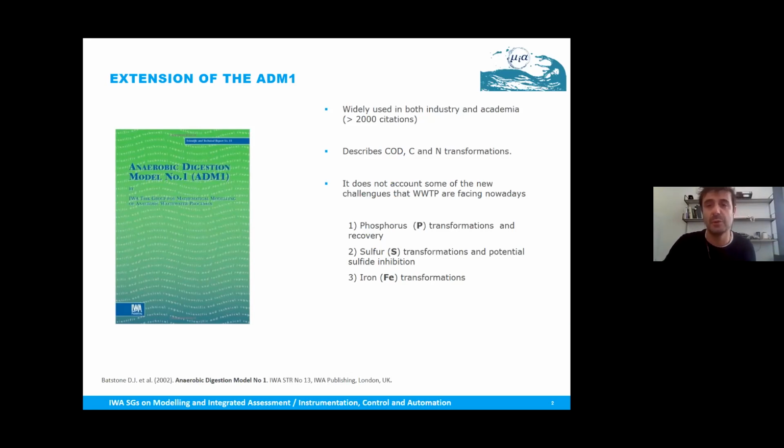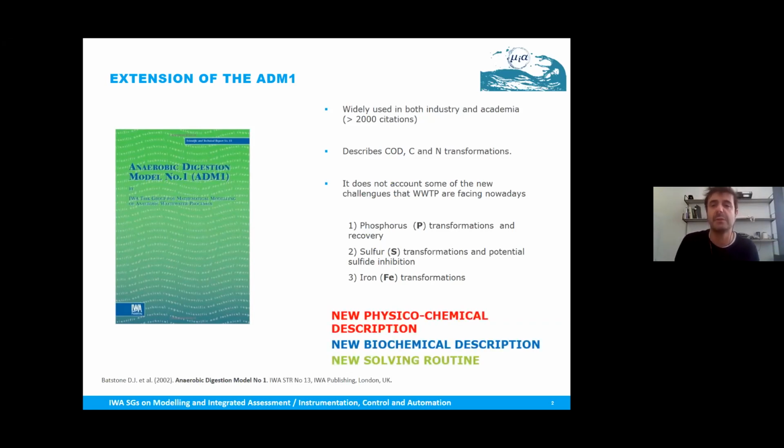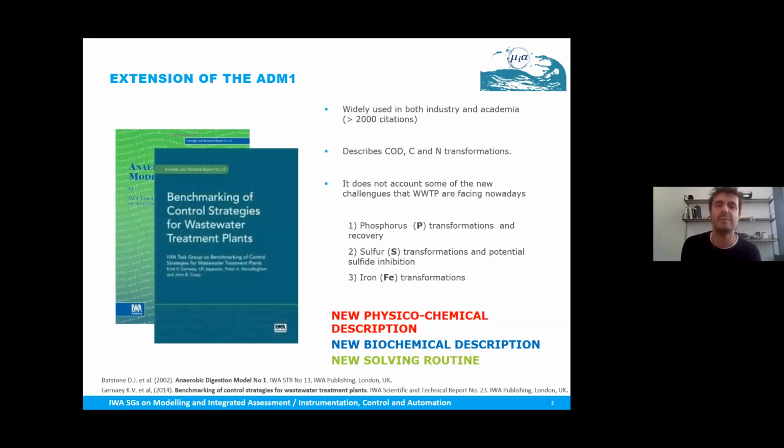So in order to include all these elements, we had to develop a new physicochemical description, also a new biochemical description, and then a new solving routine. So the main idea was to develop a model that was fast enough and strong enough that we could run plant-wide assessment simulations, like, for example, the ones that we performed with the Benchmark Simulation Model number 2.